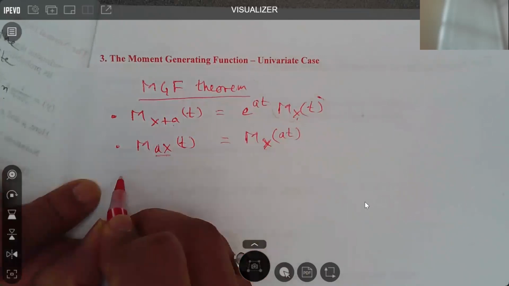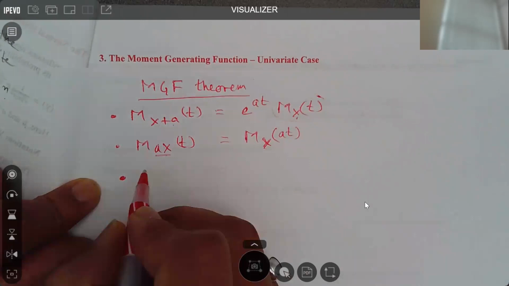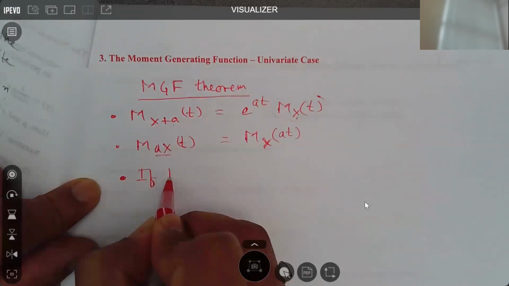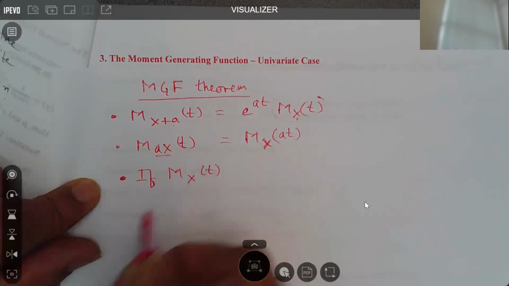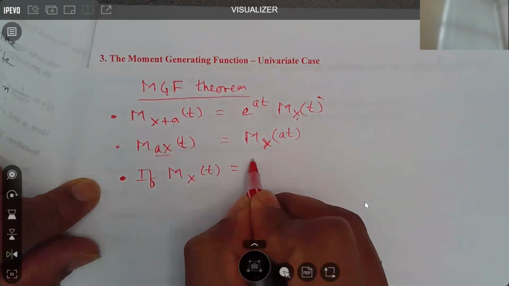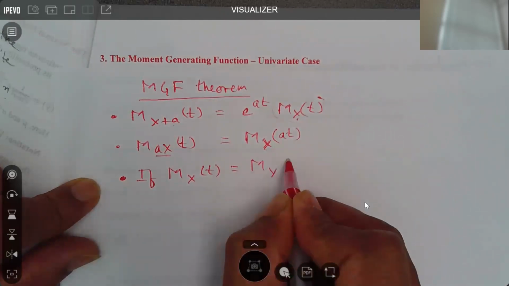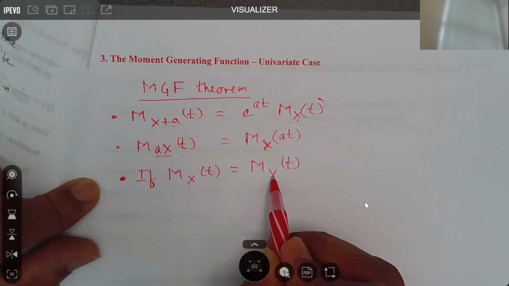Now another one we did is that the moment generating function can uniquely determine the density function, right? So if the moment generating function of random variable X is equal to the moment generating function for another random variable Y, so this is the random variable X, and this is the random variable Y.